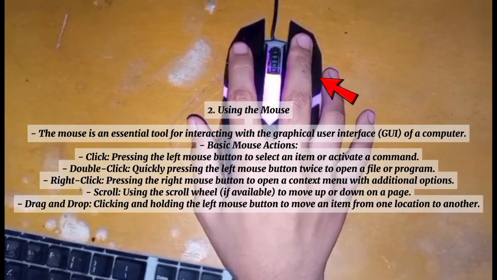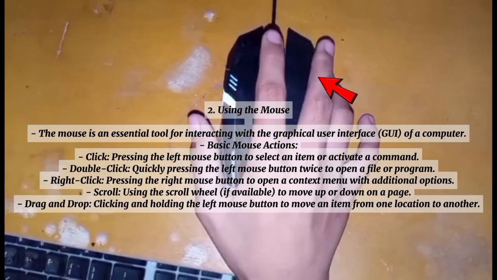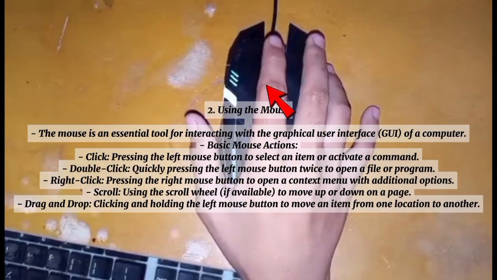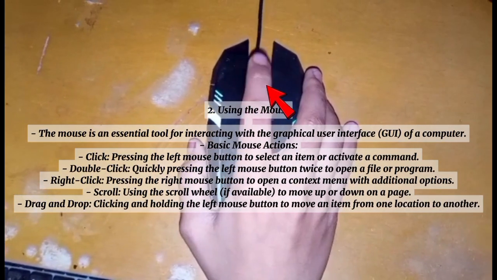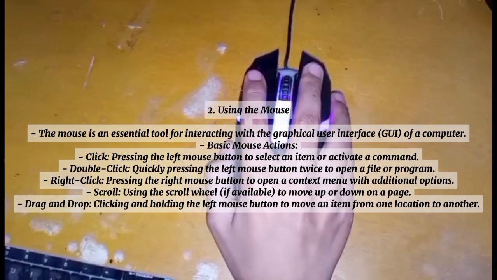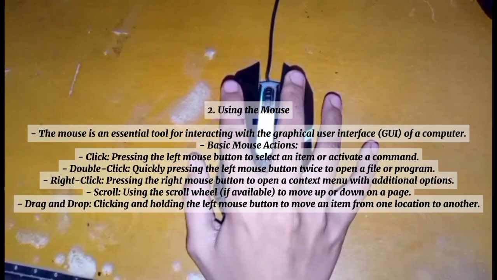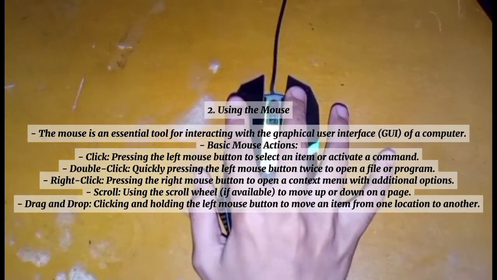Right-click. Pressing the right mouse button to open a context menu with additional options. Scroll. Using the scroll wheel, if available, to move up or down on a page. Drag and drop. Clicking and holding the left mouse button to move an item from one location to another.